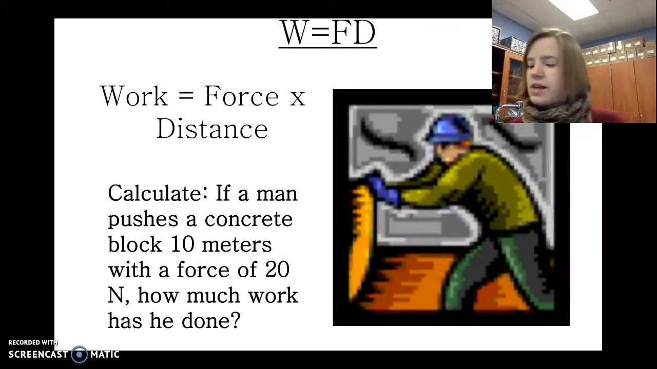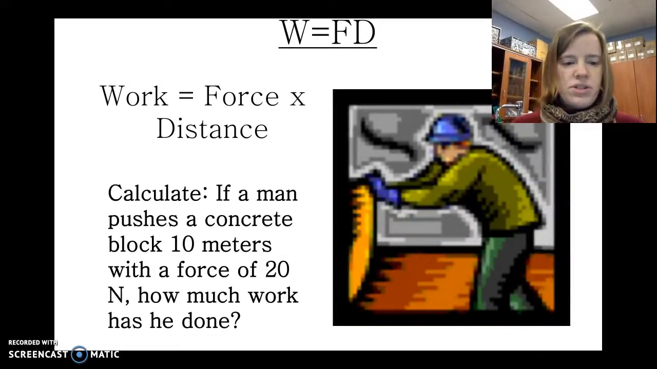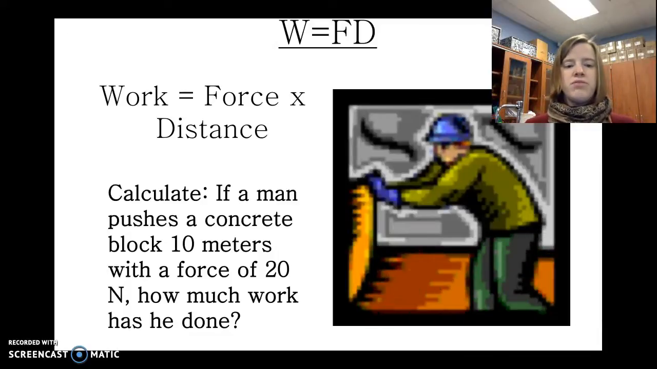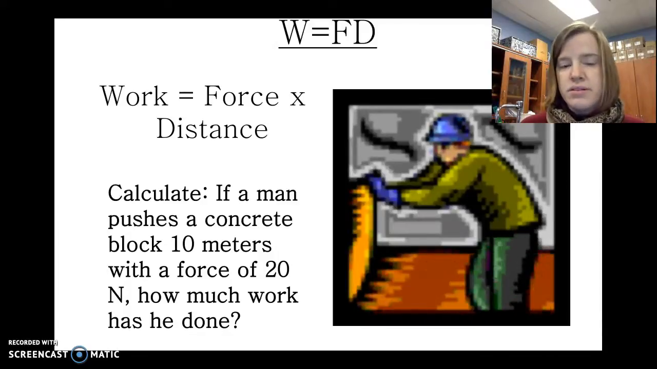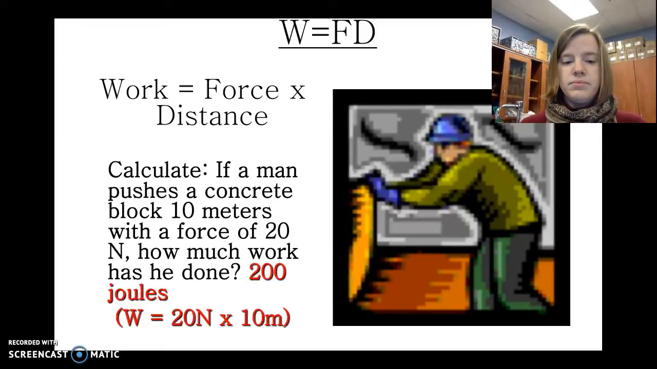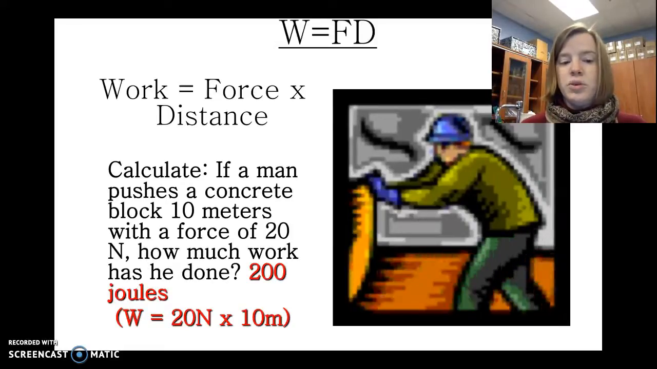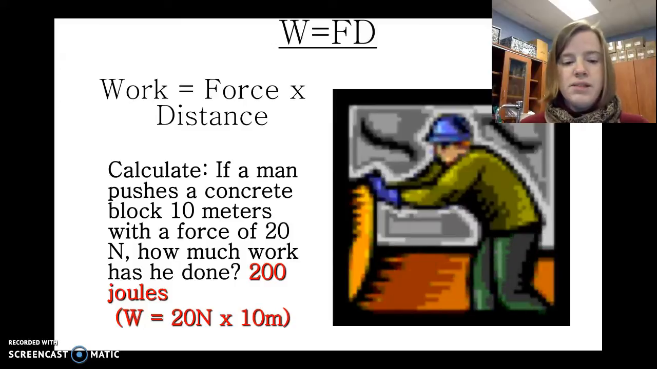So let's calculate together this first one. If a man pushes a concrete block 10 meters with a force of 20 newtons, how much work has he done? 200 joules. You just multiply. Easy peasy.